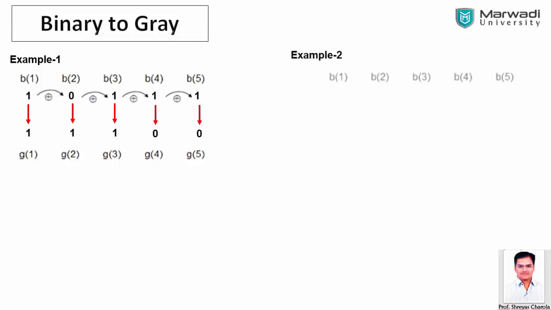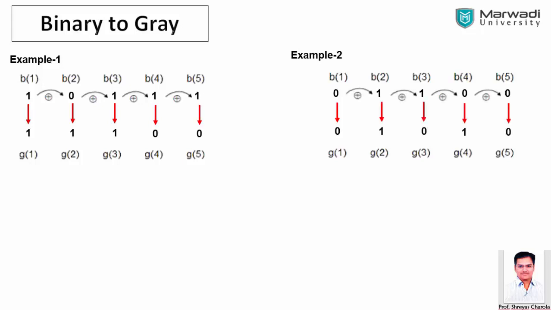If I take another example, let's suppose binary number 0 1 1 0 0. I have to convert the binary number into the gray number. What do I write? 0 as it is, then 0 XOR 1, 1 XOR 1, 1 XOR 0, 0 XOR 0.